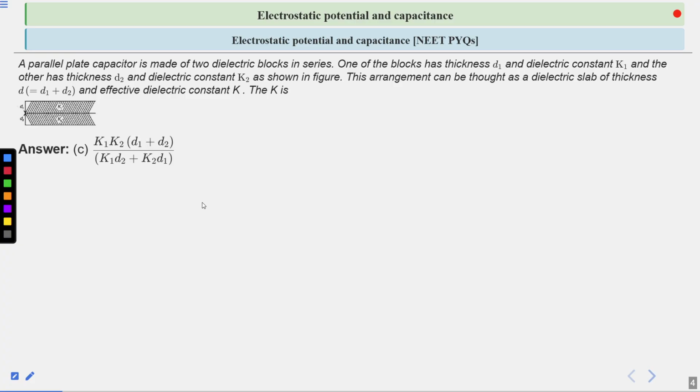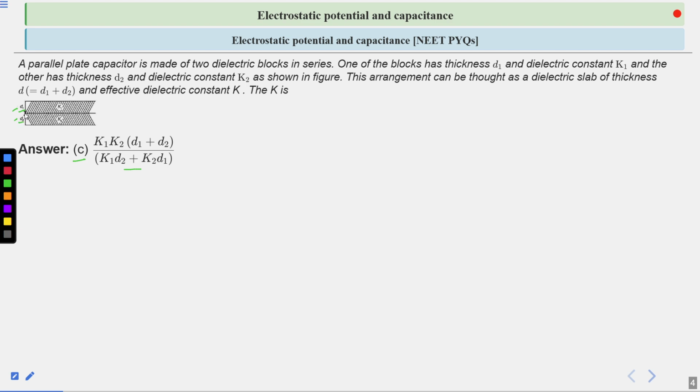Okay, let's see the correct option. The correct option is k1 k2 into d1 plus d2 upon k1 d2 plus k2 d1. Now these are two dielectric blocks that have been inserted between the plates of the capacitor. The thickness of one dielectric is d1, the second dielectric is d2, and the total separation between the capacitor plates is d1 plus d2. It means these two dielectrics collectively fill all the separation between the capacitor plates.